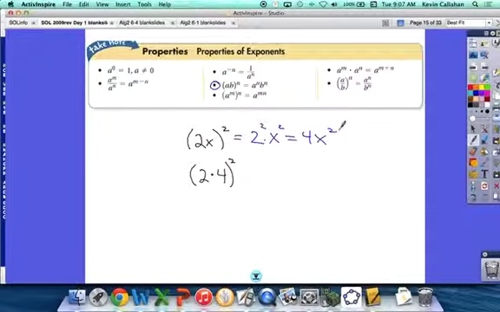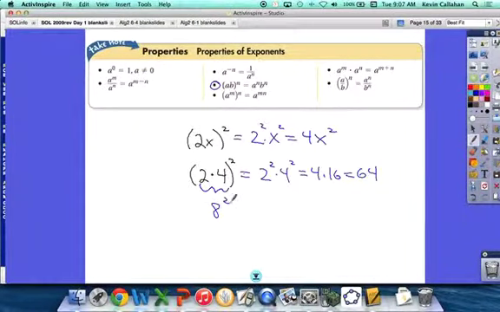I think I did this one just to show you that if I did 2 times 4 in parentheses squared and use this property, that would be 2 squared times 4 squared, which is 4 times 16, which is 64. Or if instead I would have just simplified this before I started, that's 8 squared, which is 64. So if you have a power outside parentheses, you can distribute it to everything inside.